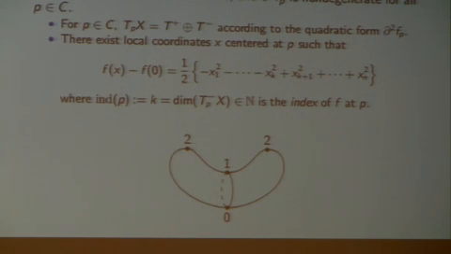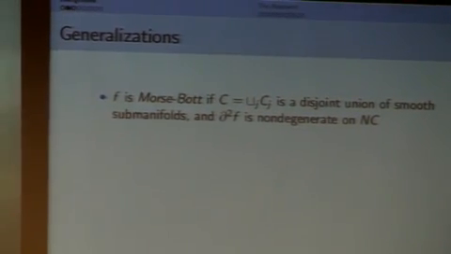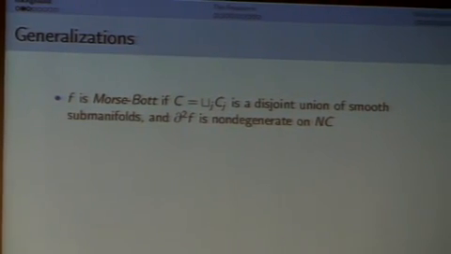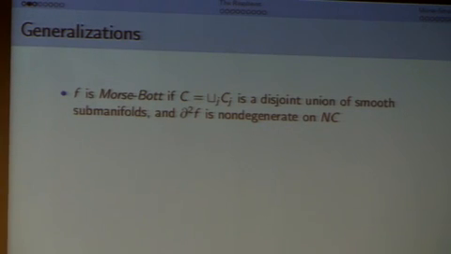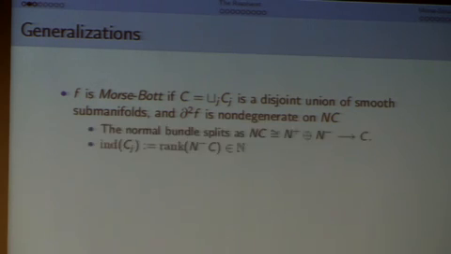So there are two generalizations of Morse functions that I want to consider. The first are Morse-Bott functions. A function is Morse-Bott if this critical set is a disjoint union of smooth submanifolds of M. And we require, in this case, that the Hessian be non-degenerate as a quadratic form in the normal directions. So, in this case, again, the normal bundle splits globally as a vector bundle into sub-bundles, which I'm going to call n plus and n minus over the critical set.